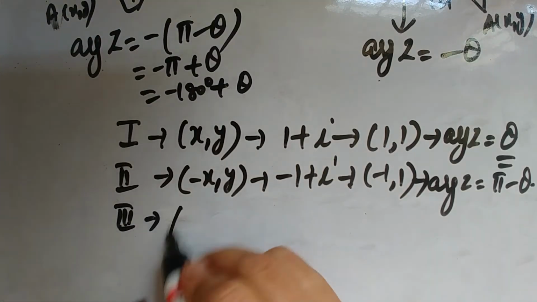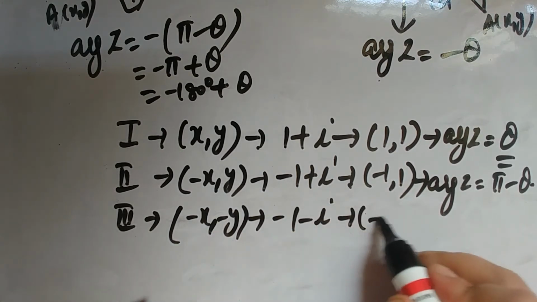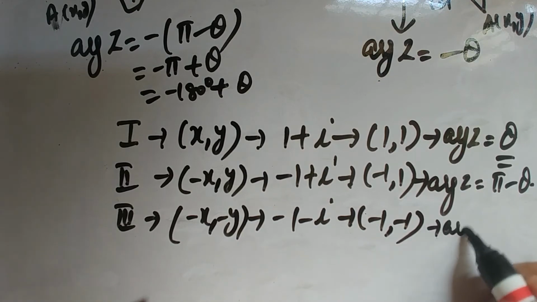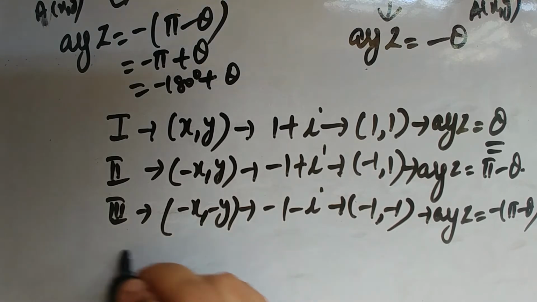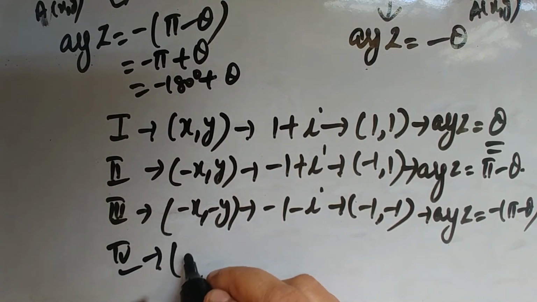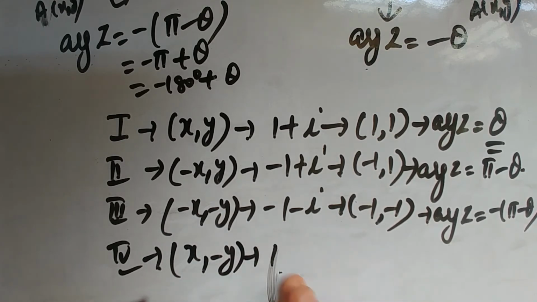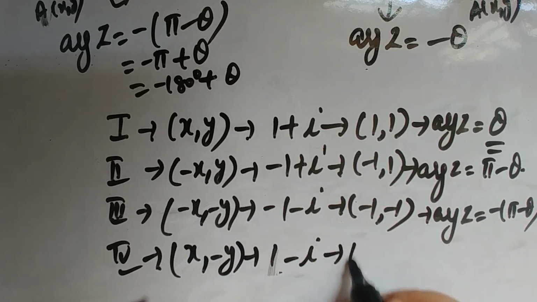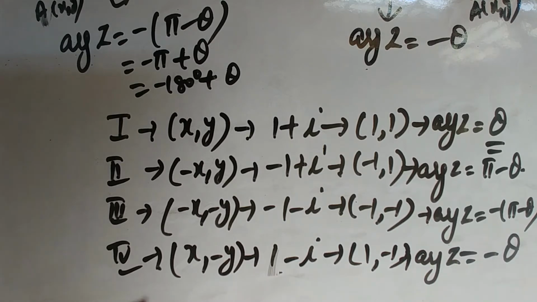In the third quadrant, both are negative, for example minus iota, the point (minus 1, minus 1), and in this case the argument of z will be minus (180 minus theta). In the fourth quadrant, x is positive and y is negative, for example 1 minus iota, like (1, minus 1). In such a case the argument of z will be minus theta. So if you remember this table, I think there will be no difficulty in forming the polar form.